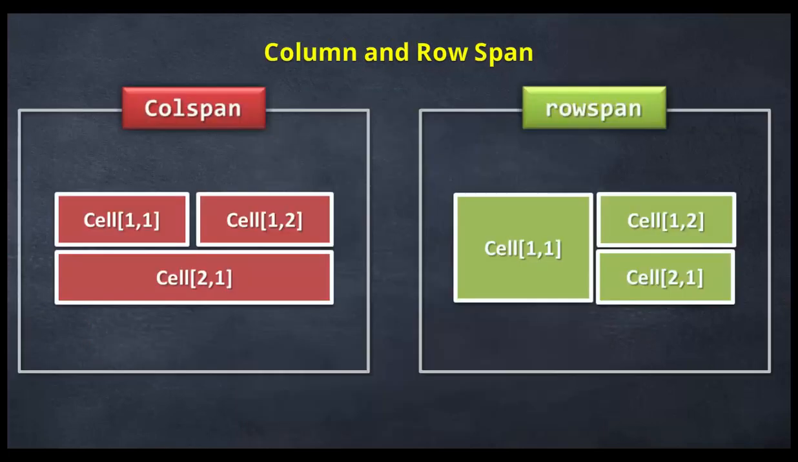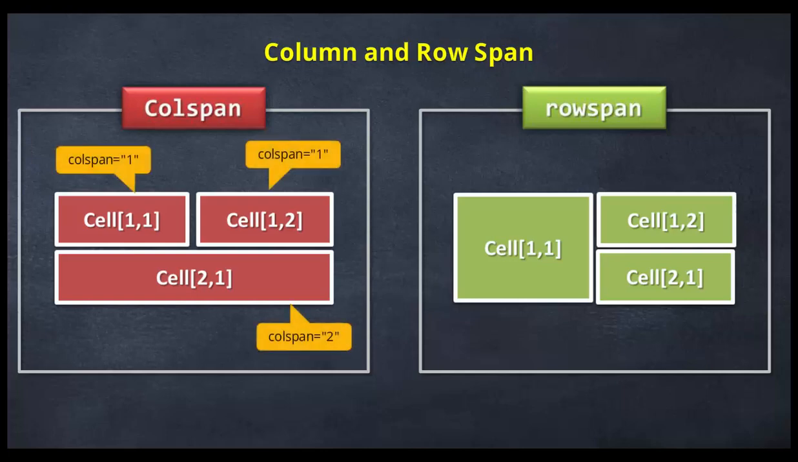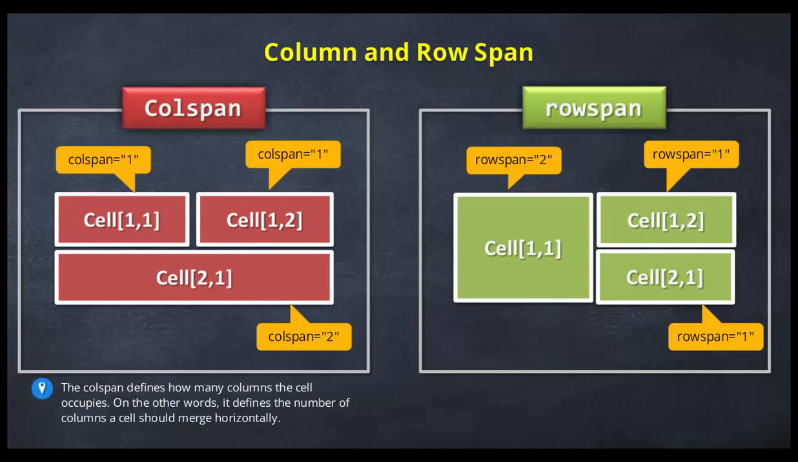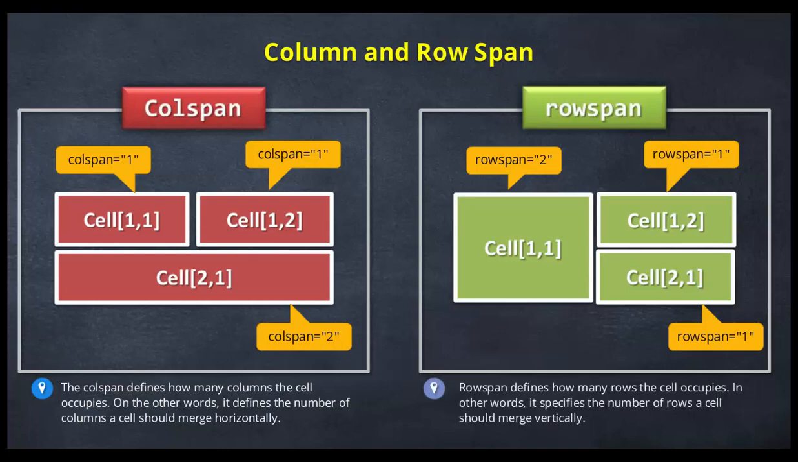A table is divided into rows, and each row is divided into cells. Cells have 2 attributes related to merging, such as col span and row span. The col span defines how many columns the cell occupies. In other words, it defines the number of columns a cell should merge horizontally. The row span defines how many rows the cell occupies. In other words, it specifies the number of rows a cell should merge vertically.